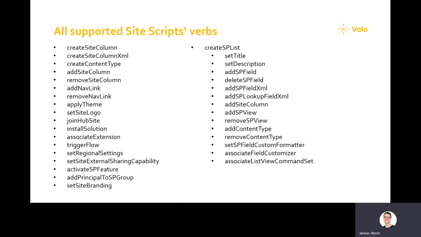So here you see a list of all the supported verbs. Interesting to note here is that create SP list has a list of sub verbs or sub actions that you can use to enhance the list that you are going to create or maybe update. So as you can see here, during list creation, I could define the description, columns that I want to add to that list, content types, and so on. So it's a lot of things that you can do here.